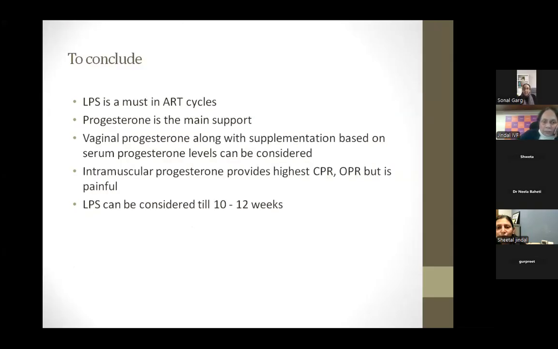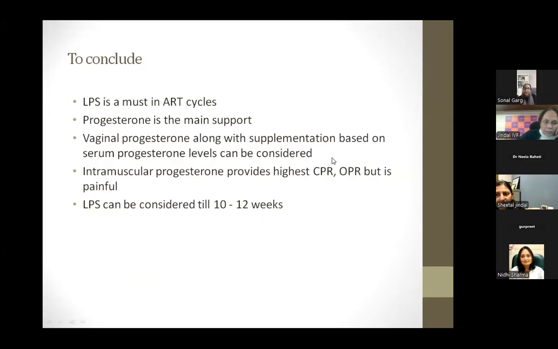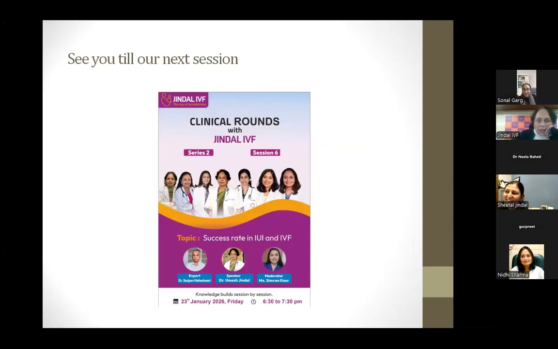I would like to conclude by saying that luteal phase support is a must in ART cycles, and progesterone is the main support. Vaginal progesterone, along with supplementation based on serum progesterone levels, can be considered. Intramuscular progesterone provides the highest clinical pregnancy rate and ongoing pregnancy rate, but yes, it is painful. Luteal phase support can be considered till 10 to 12 weeks of pregnancy. Thank you, Sheetal. Thank you, ma'am.